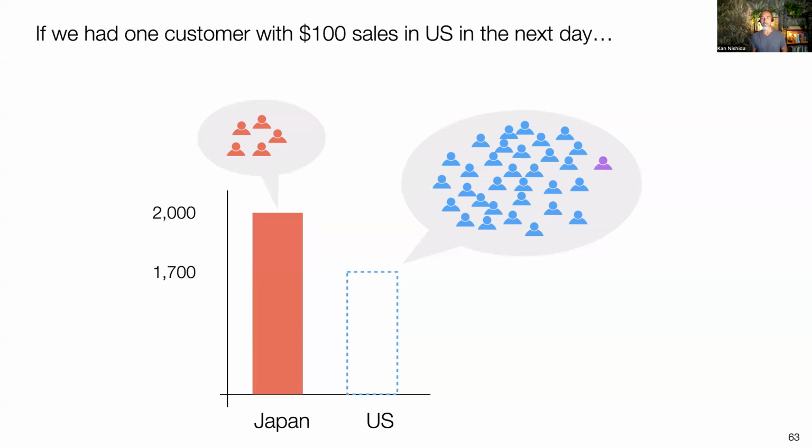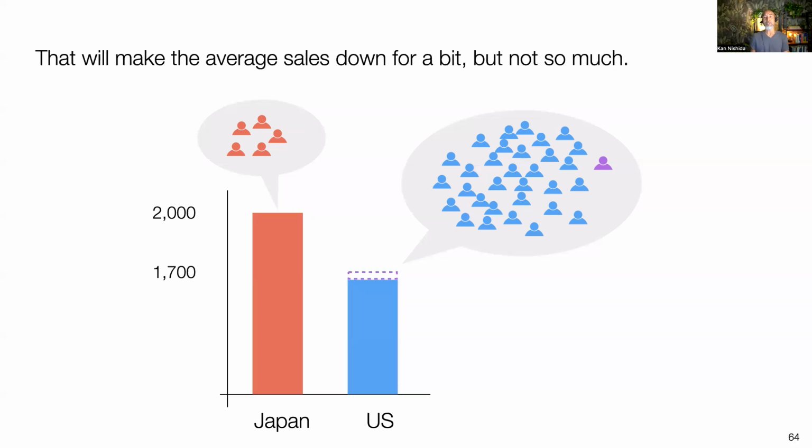Then how about the US? If another customer came and spent $100 the next day, how would the US average change? Well, not so much. Why? Because there are 30 people, and the impact of one person is very small compared to the impact of one person among only 5 people. Think of it as dropping ink into a small glass, a bucket, a bath, or a pond. The impact is very different, because the amount of water is different.